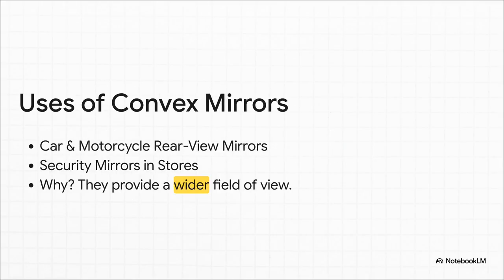Okay, so what happens when you curve the mirror the other way? Well, a convex mirror does the exact opposite. It takes light rays and it spreads them out. And the result of that? A much, much wider field of view. This is exactly why they are so essential for safety, as rearview mirrors on our cars or as those big security mirrors you see in stores. They let you see a way bigger area than a flat mirror ever could.